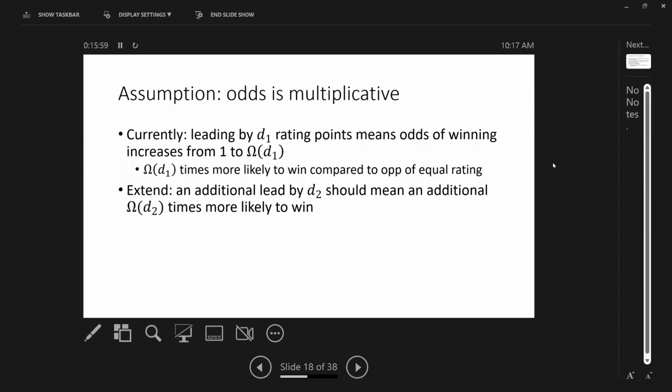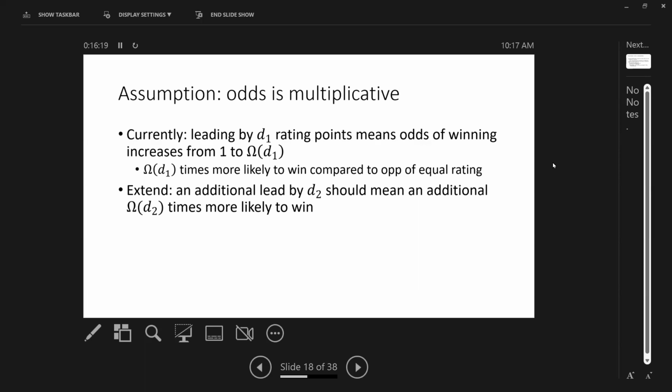And now we can extend the statement naturally. Say on top of this d1 rating lead, you also lead by another additional d2 rating points. Intuitively, it would make sense for your odds of winning to be further multiplied by the odds associated to d2.